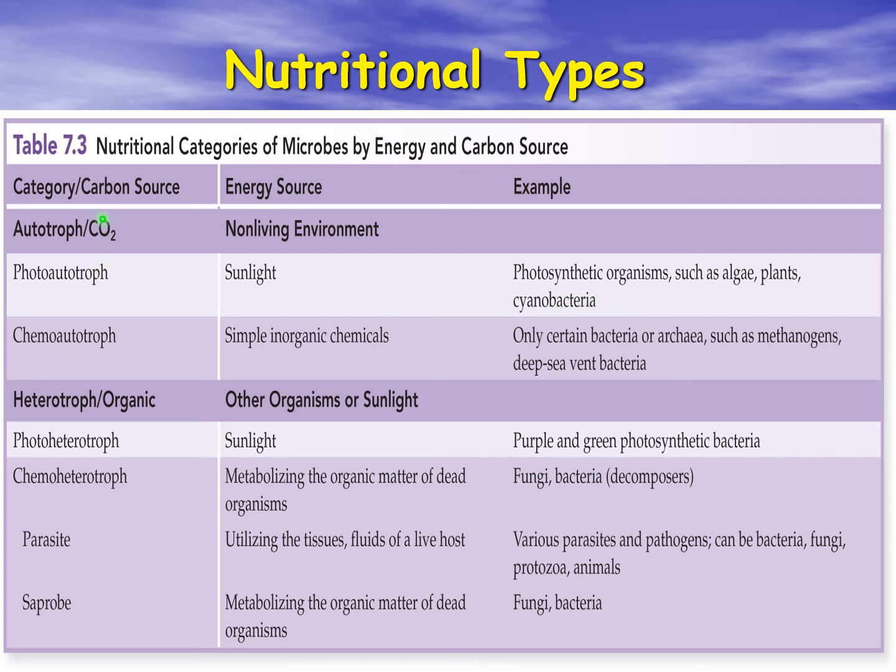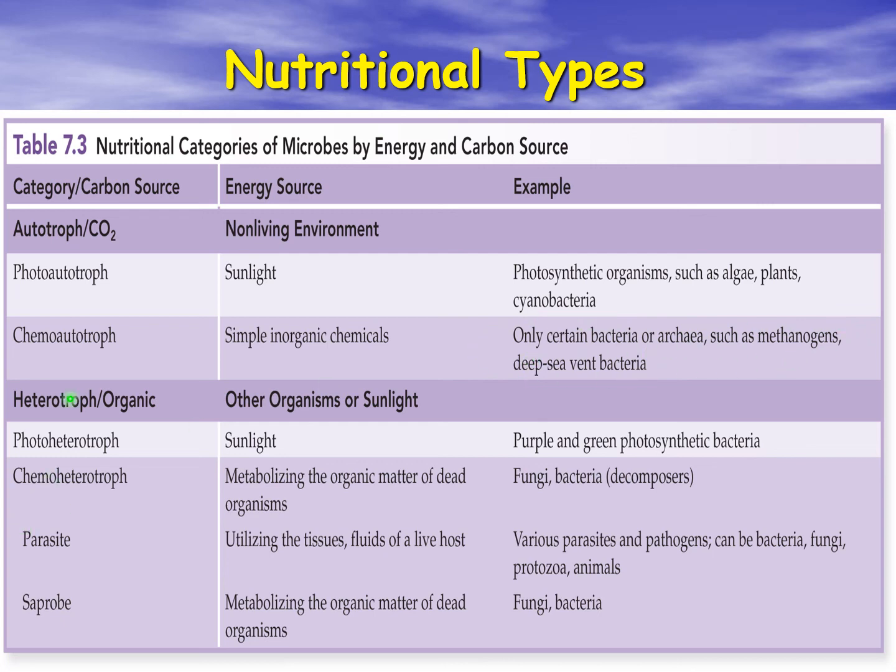If you get your carbon from CO2, but your energy source is simple inorganic or organic chemicals, then we'll say that you are a chemoautotroph. And only certain bacteria or archaea, such as the methanogens and deep sea vent bacteria, actually are chemoautotrophs. And since these usually don't cause any problems in humans, we really won't talk about them.